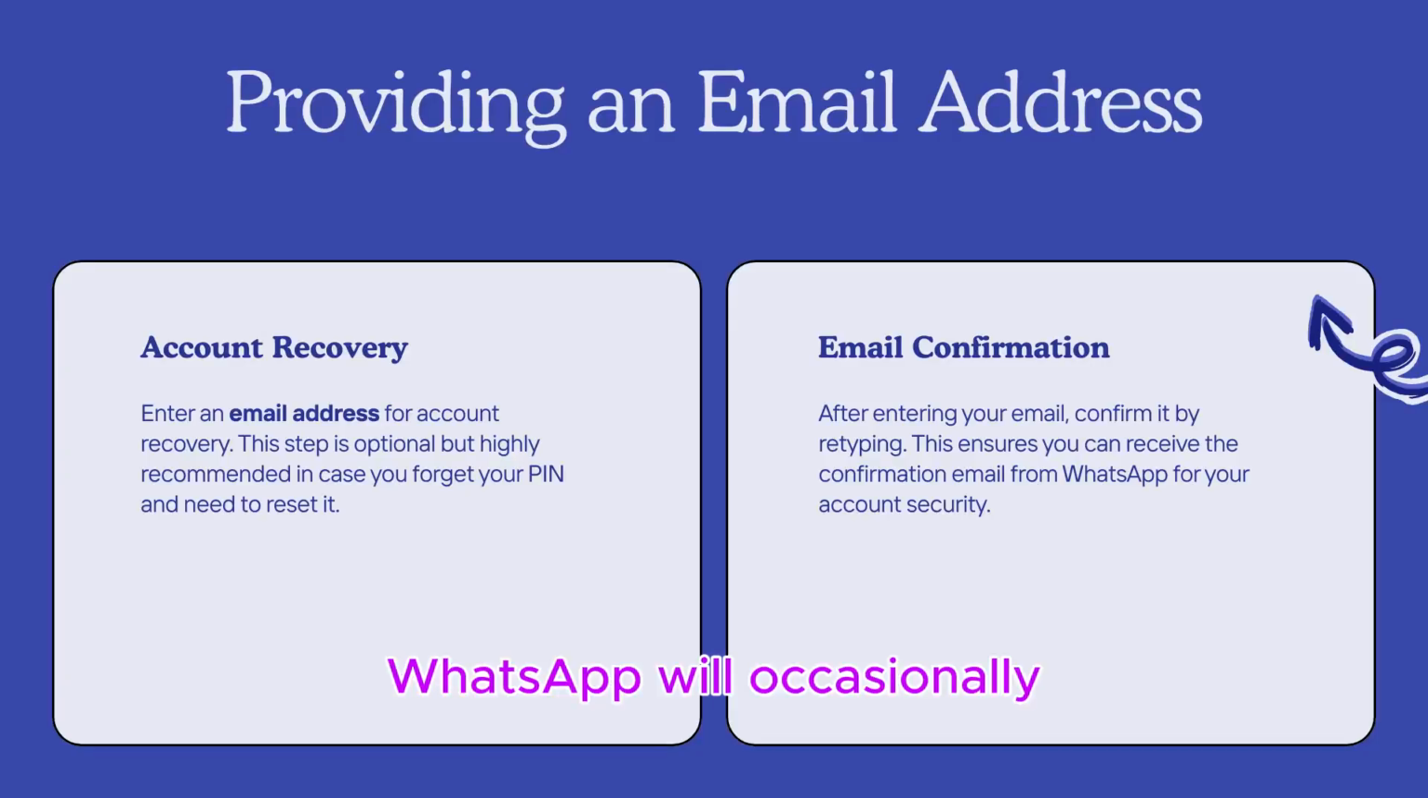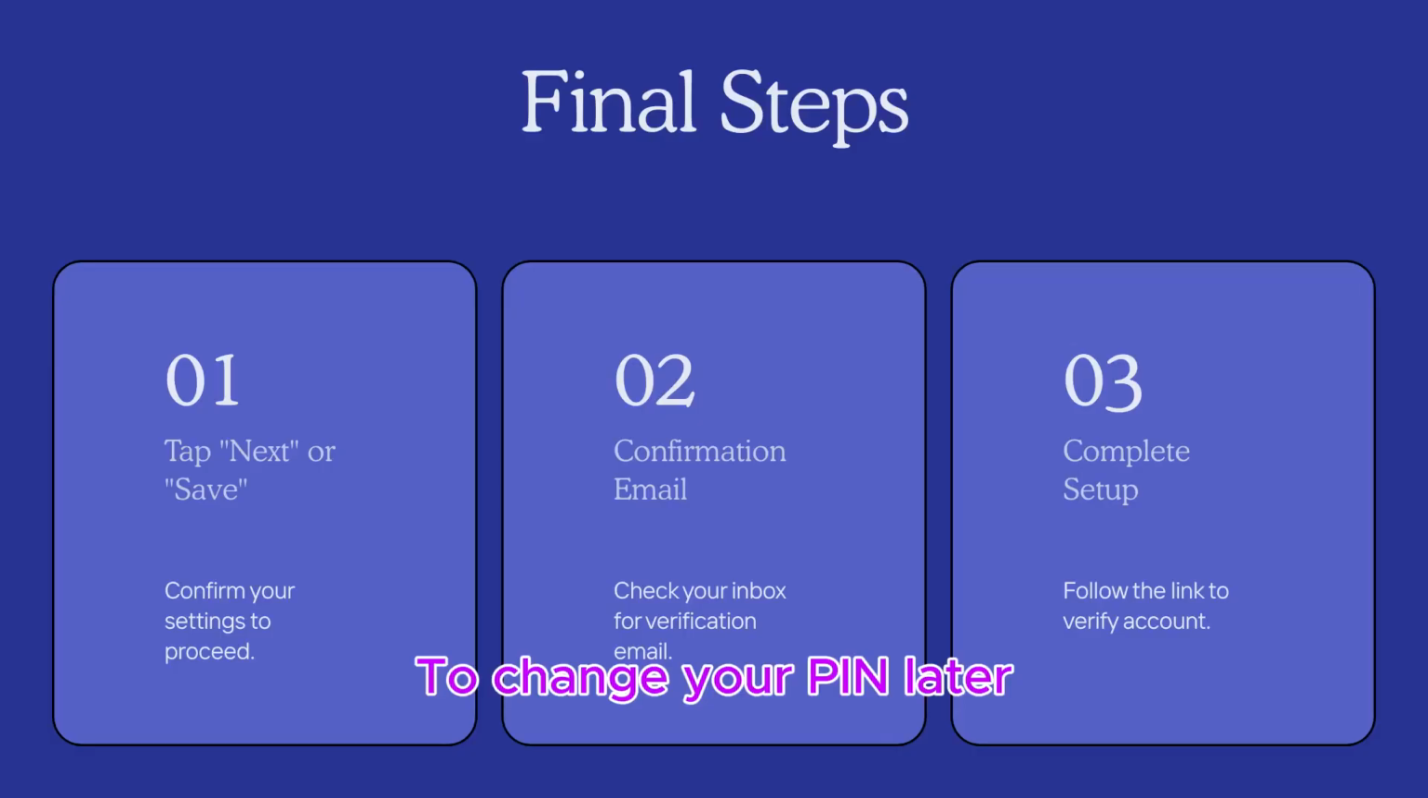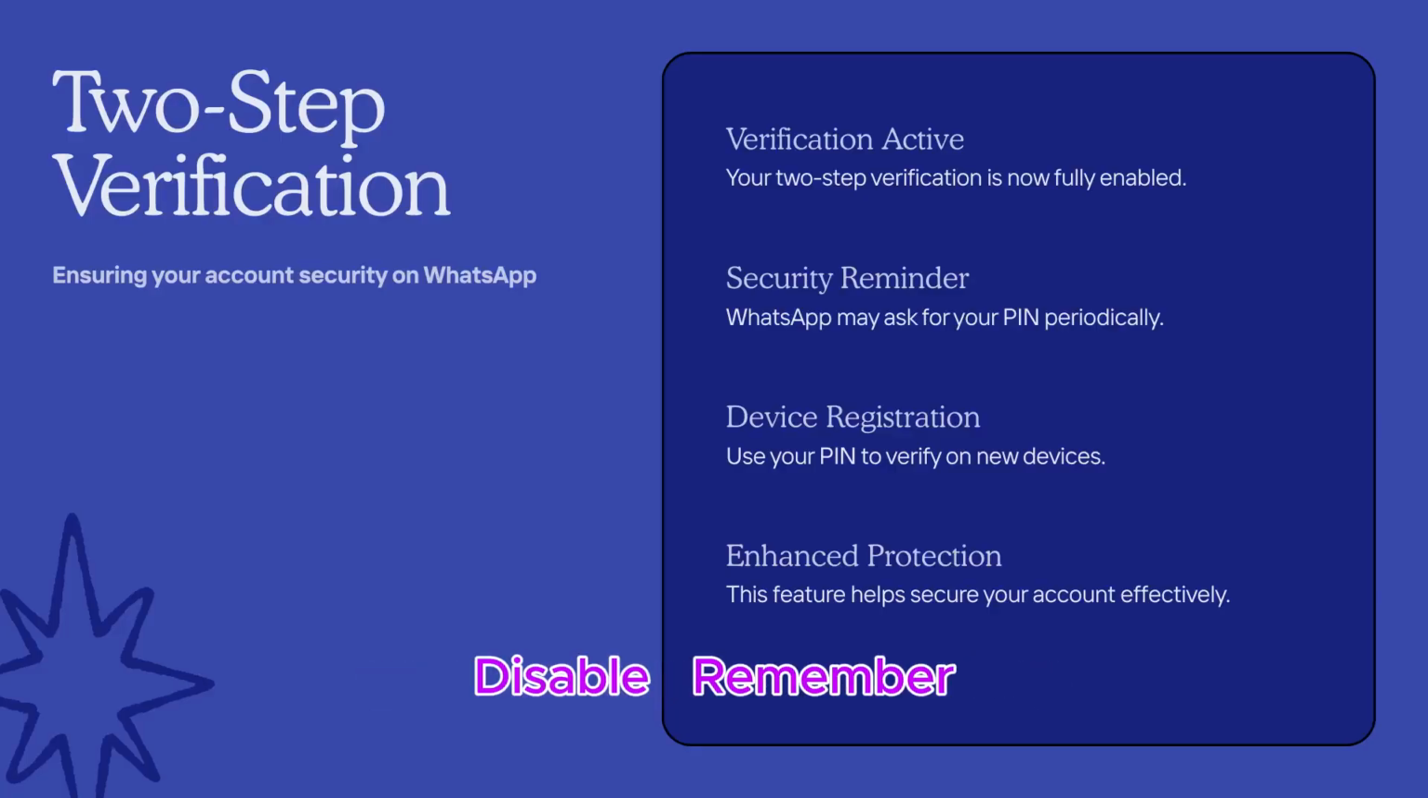WhatsApp will occasionally ask for this PIN when you register your phone number on a new device or after a certain period of time has passed on your current device. To change your PIN later, return to Settings, Account, two-step verification and tap Change PIN. To disable it, go to the same menu and tap Disable.